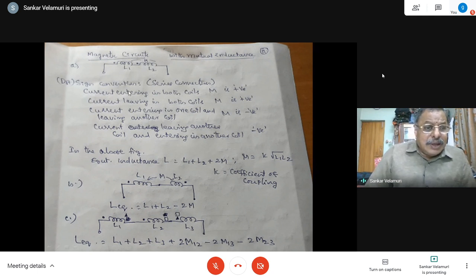So the current entering in both coils is taken as positive, right? You can make the connection in such a way. Current leaving in both coils is taken as positive. That is, if you put the dot convention here once and another one here instead of these two, then on both sides current is leaving the coil, or in other words, the direction of the current is in this direction in both, that is, the anti-clockwise direction.